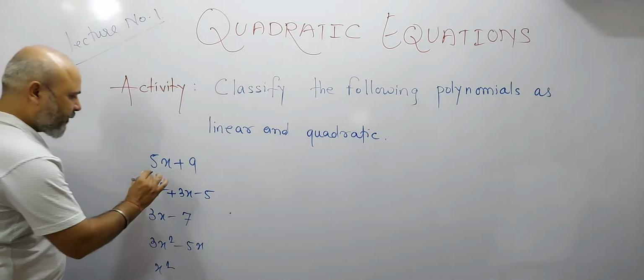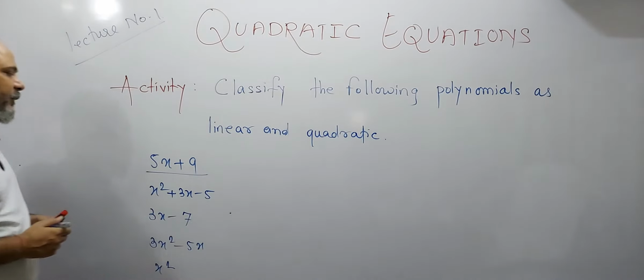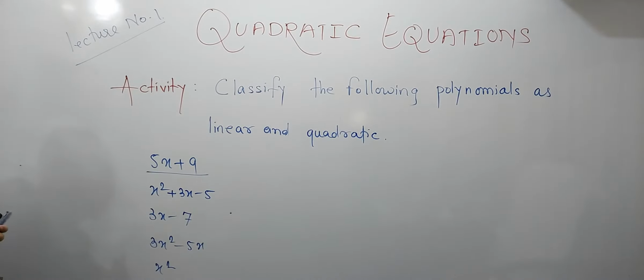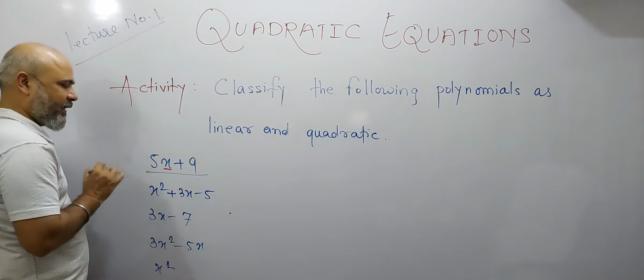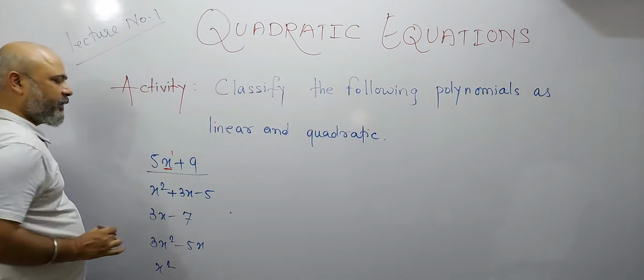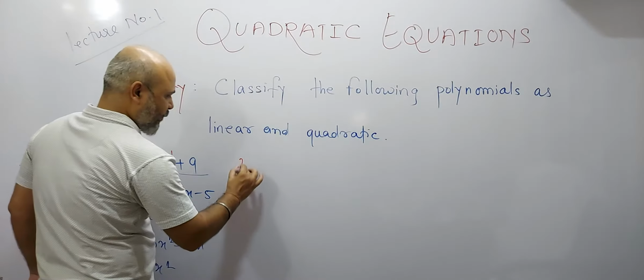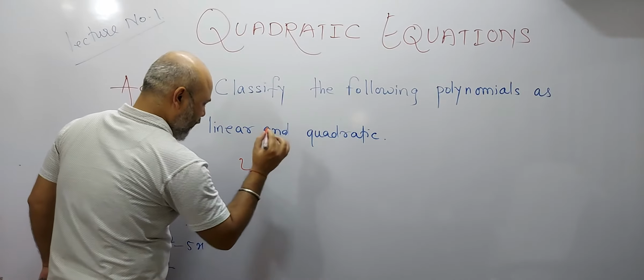This is the what? Polynomial. What is the degree of the polynomial here? You will see the degree of the polynomial is 1 because x is the variable. The degree of the variable is 1. Therefore, we will say that this is the linear polynomial.